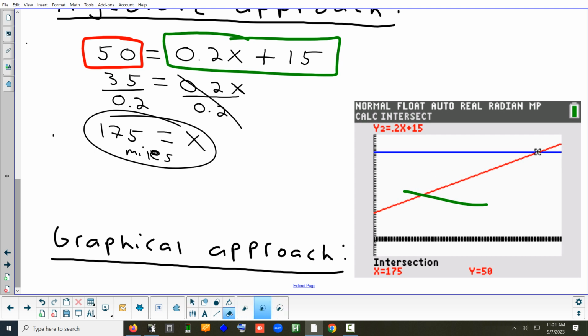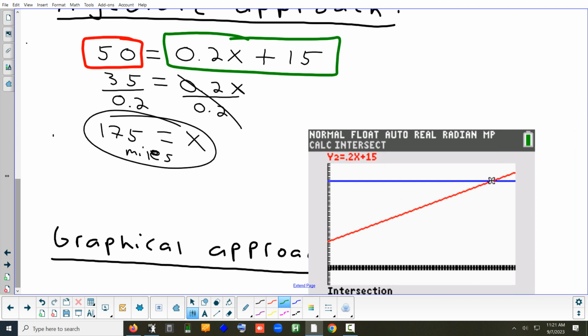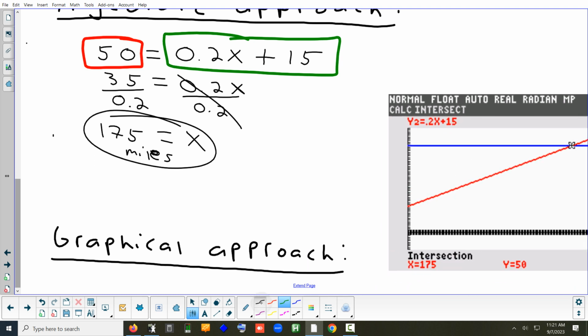Okay. How many people got an answer of 175? And it says intersection. Yep. Now, you might wonder, well, what would happen if you had a shape where there were 2 intersections? Think of like a parabola and a line going like that. Now there's 2. You can do 2, but you have to do them one at a time.